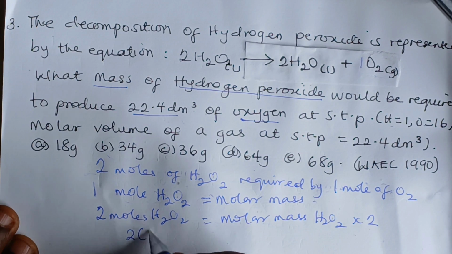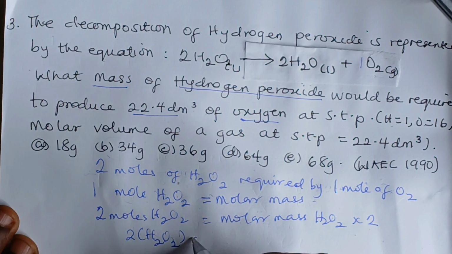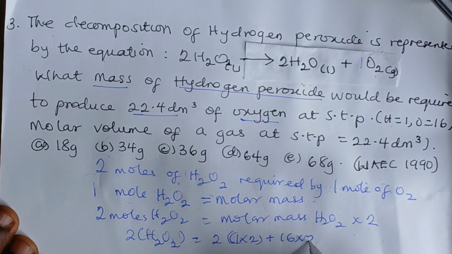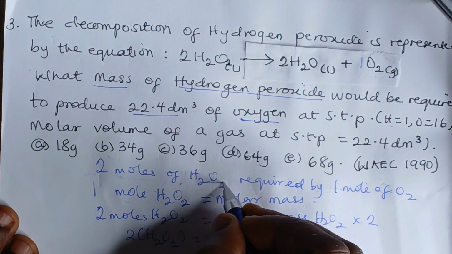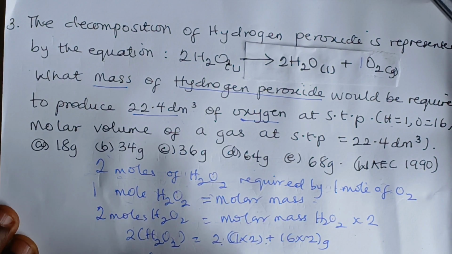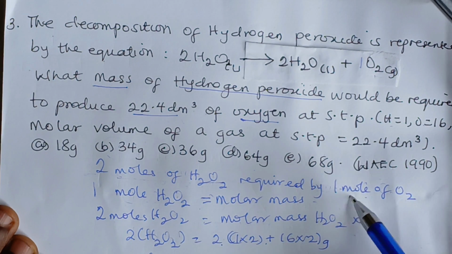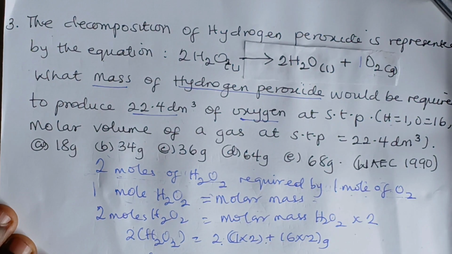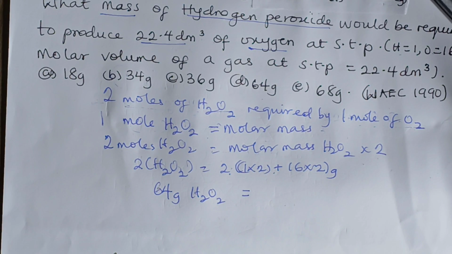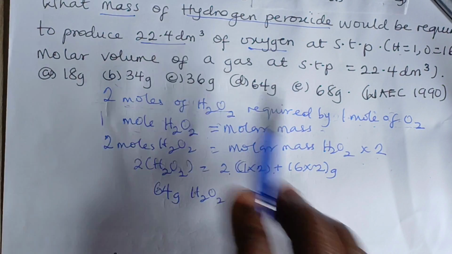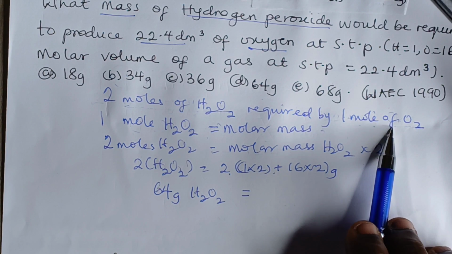So we are working this out. So 1 multiplied by 2 for hydrogen plus 16 multiplied by 2. So this is like 34 times 2, which is 68 grams. So we can now say that converting 2 moles of hydrogen peroxide gives 68 grams of hydrogen peroxide, and it is required by 1 mole of oxygen, meaning that oxygen occupies a volume of 22.4 dm cube, because 1 mole of a gas occupies a volume of 22.4 dm cube.